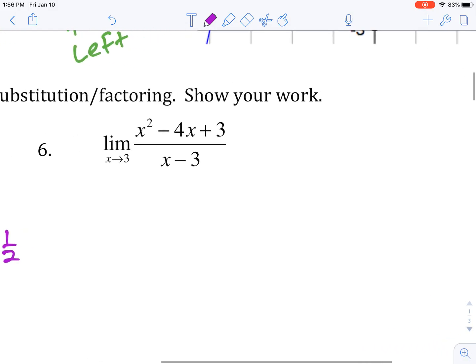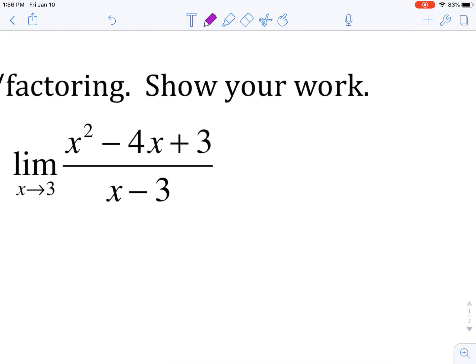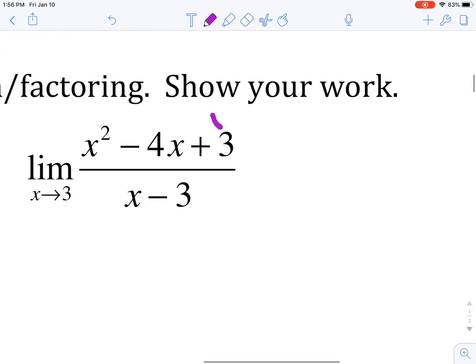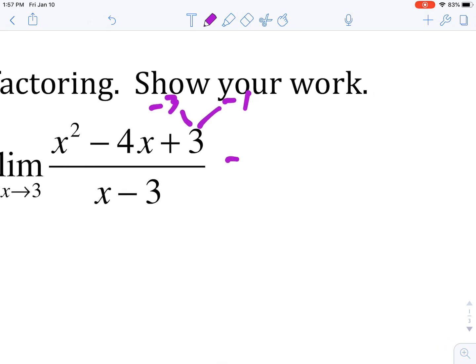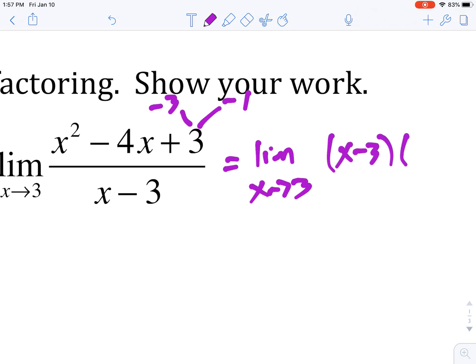We're going to do a factoring of this polynomial. Looks like it's going to work out okay. I need the factors of 3 that add to negative 4. 3 and 1 add to positive 4, so negative 3, negative 1 is our option. And then we're going to rewrite this so it becomes the limit as x approaches 3 of x minus 3 times x minus 1 over x minus 3. Got them. The factors cancel, and then we're able to substitute directly after that.